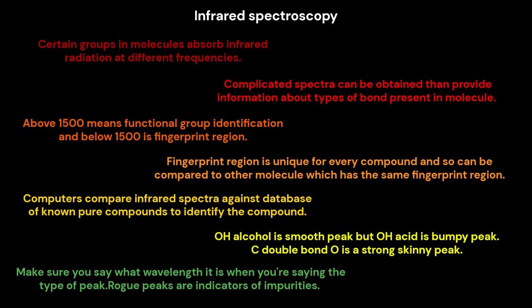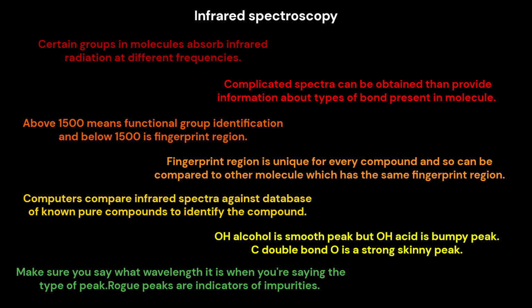Infrared spectroscopy. Certain groups in molecules absorb infrared radiation at different frequencies. Complicated spectra can be obtained and provide information about the types of bond present in the molecule. Above 1,500 is functional group identification, and below 1,500 is the fingerprint region. The fingerprint region is unique for every compound, so it can be compared to another molecule with the same fingerprint region. Computers compare infrared spectra against a database of known pure compounds to identify the compound.